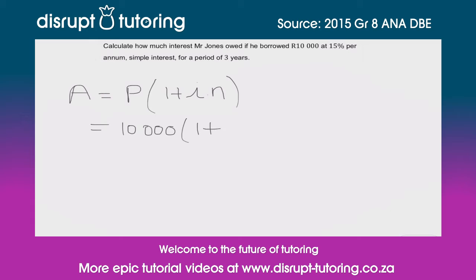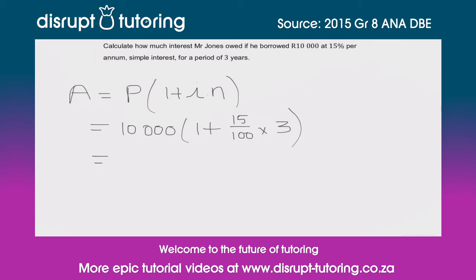1 plus stays the same. i is going to be 15%. So remember, we represent that as 15 over 100, because it's 15 parts of 100. That is what 15% means. And we multiply that by 3 years because it's 3 full years.